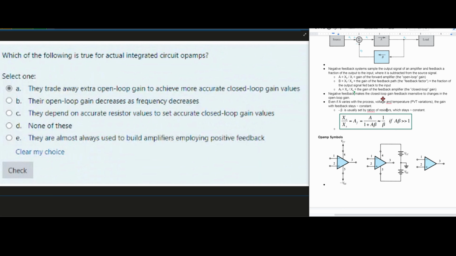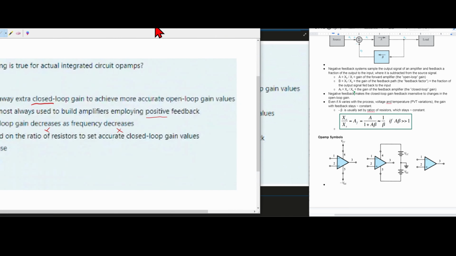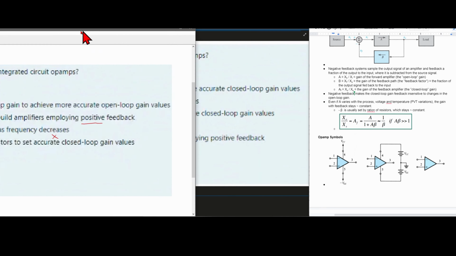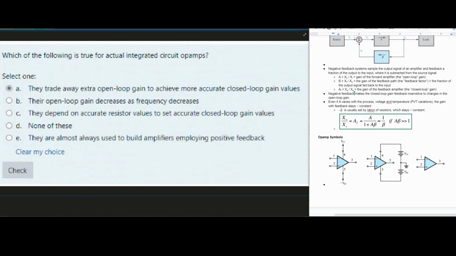This is our second question, which asks which of the following is true for actual integrated circuit op-amps. We have a previous question, in the playlist with the other problems, asking the same thing except with different options. But they're very similar, and we are going to look back at both just for reference. So we're going to start from the bottom and go to the top.